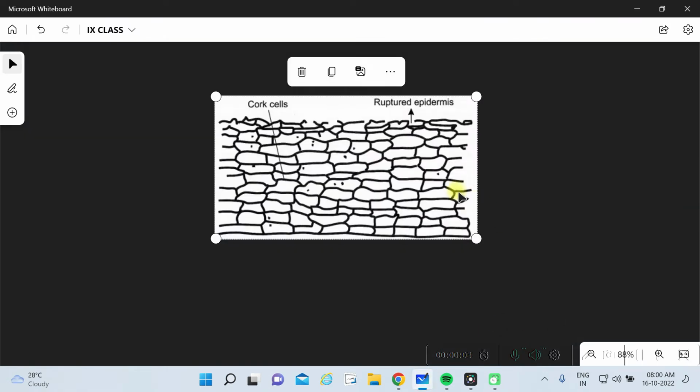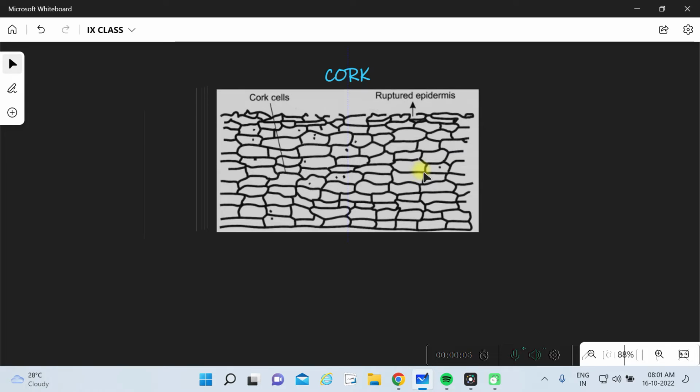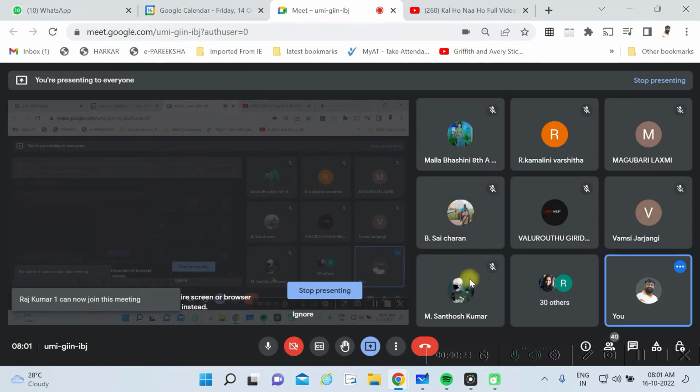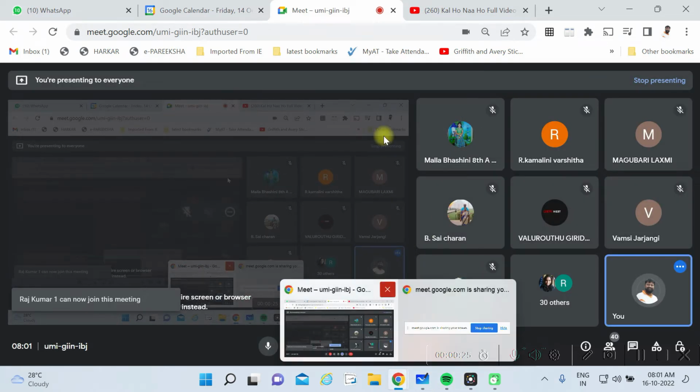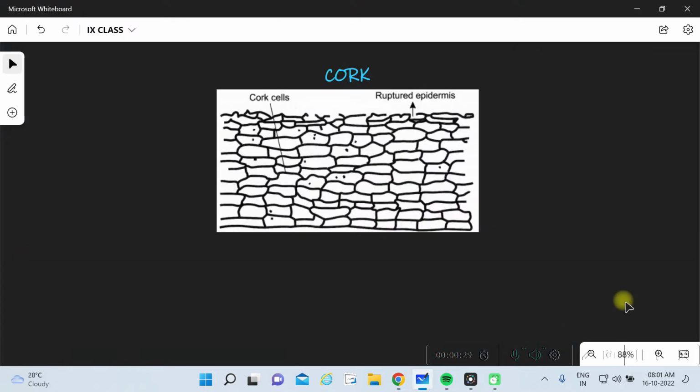Okay. Now yesterday, I mean day before yesterday, we looked at one of the protecting tissues, that is epidermis. Now today we will look into another important tissue, that is cork. Cork is also considered as one of the protective tissues.